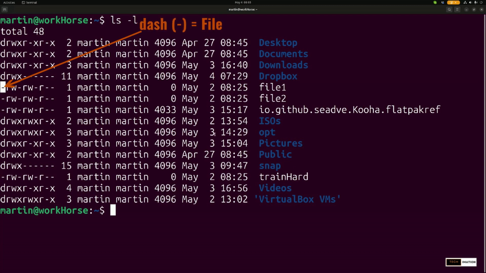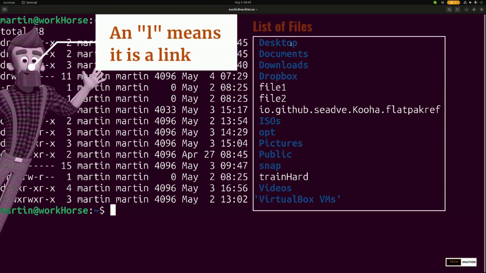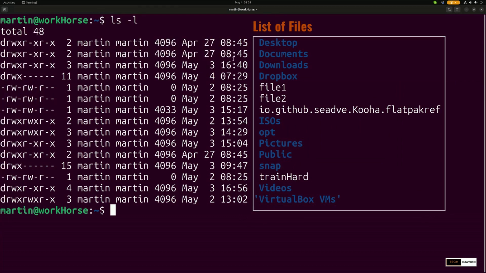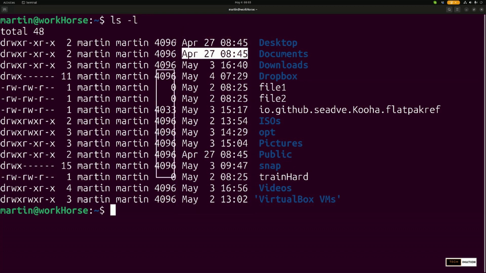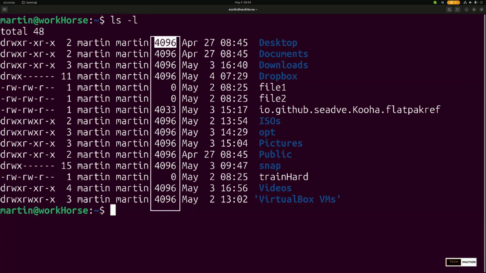Okay? Sometimes you would see a B. That would be a block special file. Sometimes you would see a C, and that would be a character special file. Okay? So this here is a list of the file and directories. Right next to it, to the left, is the date on which that file or directory was created. Date and time goes down to the minute when that file and directory was created.